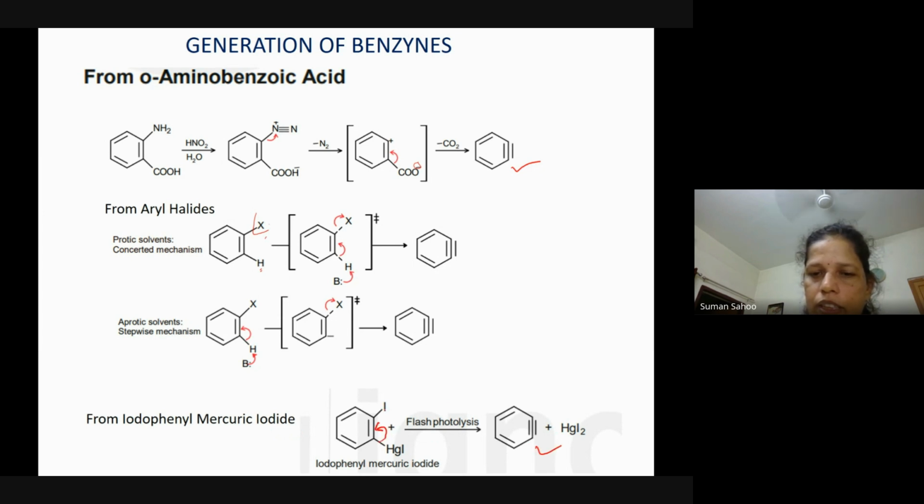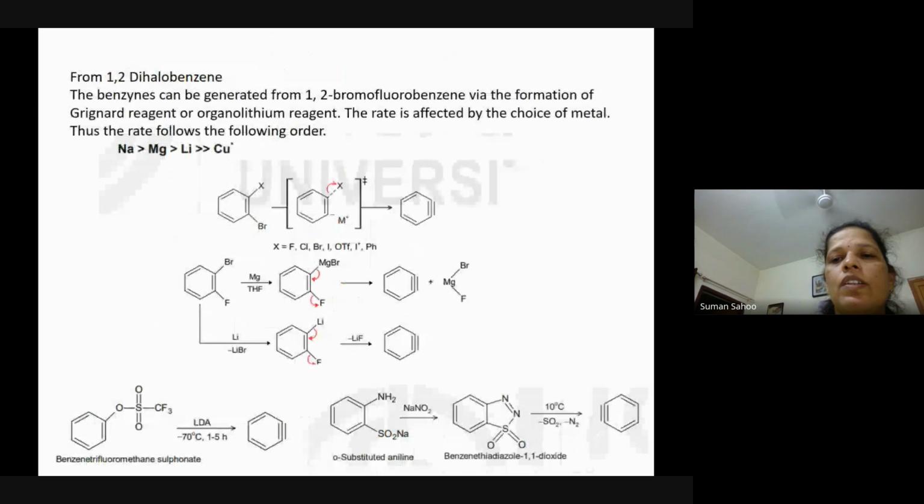So this iodide would be coming here. Okay, so even from 1,2-dihalobenzene, suppose 1,2-bromofluorobenzene, by the formation of Grignard reagent. So when we have a dihalo compound, mostly 1,2-dihalo, bromine will form a better bond with metals, or form a better organometallic reagent with your metals.